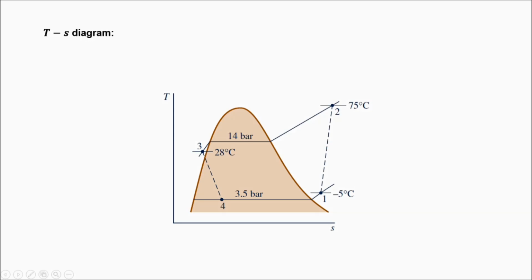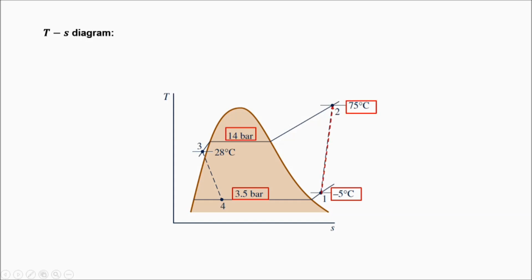The next step is to develop the appropriate thermodynamic diagram to represent the processes. In this case, the TS diagram was provided to us. Let's highlight the diagram with the information provided. State 1 is a superheated vapor state at a given pressure of 3.5 bar, and its temperature value is given to be T1 equal to minus 5 degrees C.